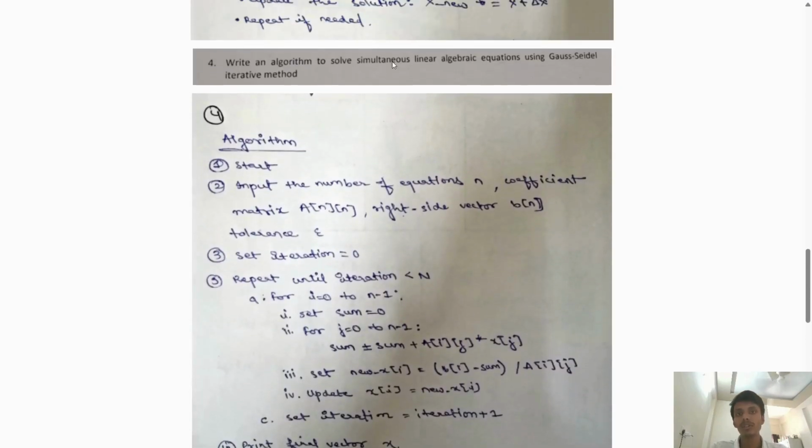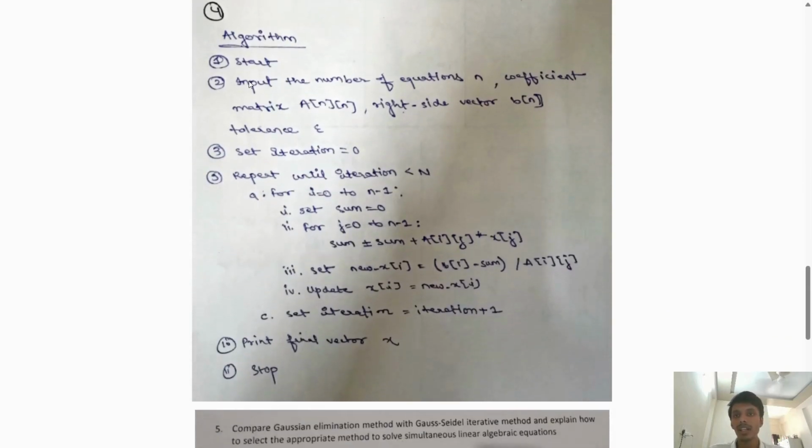The fourth question is: write an algorithm to solve simultaneous linear algebraic equations using the Gauss-Seidel iterative method. The algorithm is: first we start, and input the number of equations n, coefficient matrix a of size n cross n, right side vector b, and tolerance epsilon. We set iteration equals 0 and repeat the loop until iteration is smaller than n.